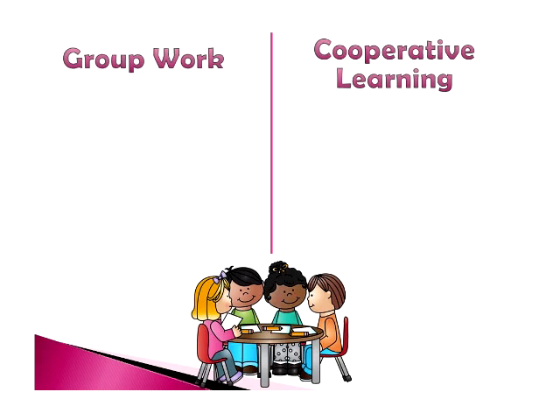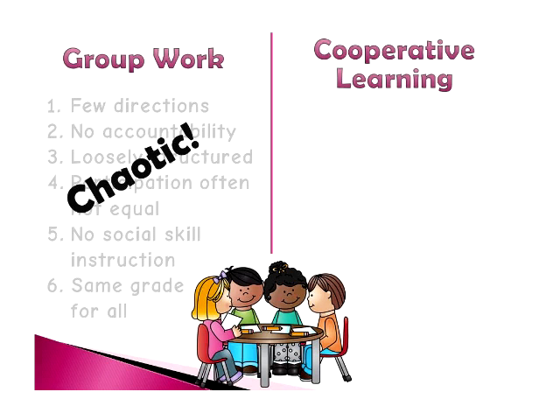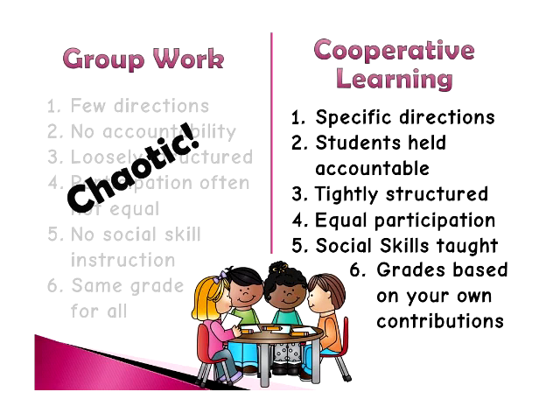That's group work. Put your heads together as a team, talk this over. That's kind of group work because some kids are going to do all the talking and there's not a lot of accountability. So group work has very few directions, no accountability, really loose structure, usually not equal participation. Usually there's no kind of social skill instruction. And when you grade something, everybody just gets the same grade. And I would call that chaotic. That leads to chaos in the classroom when you try to use group work.